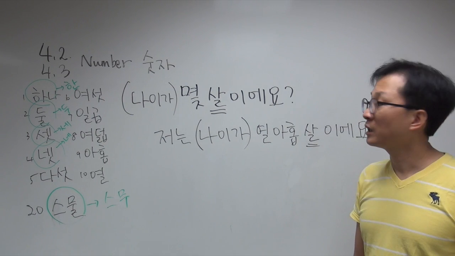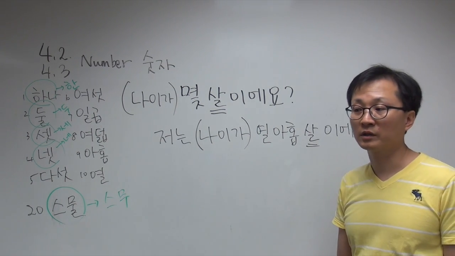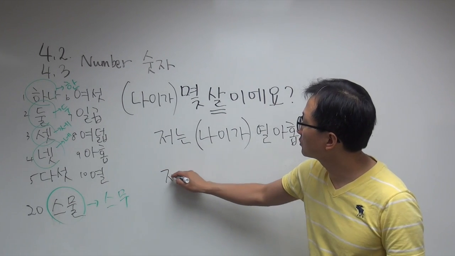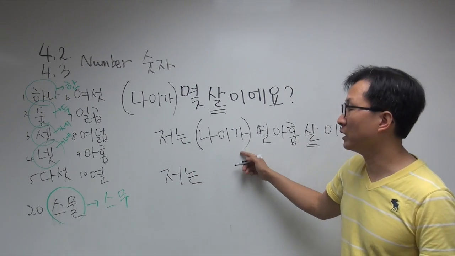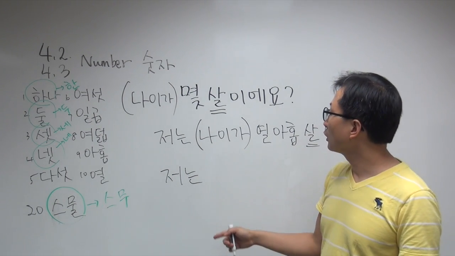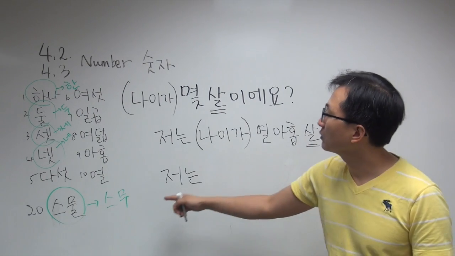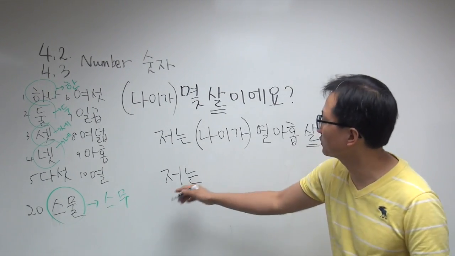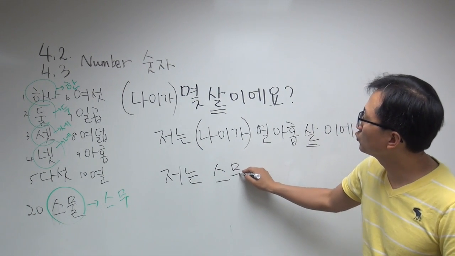Is it okay? And any of you are 20 now? 저는 나이가, but I'm not going to repeat 나이 this time. 저는 20 years old. Then 스물. But before counter, we just use 스무, this form. 20살이에요.